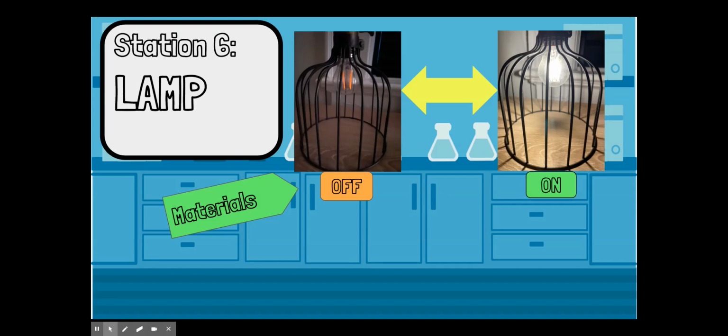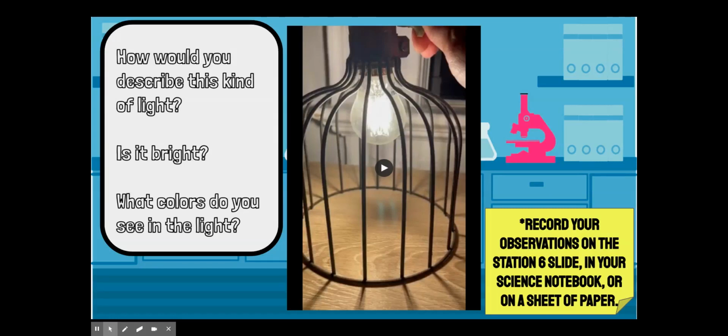And all you need for station 6 is a lamp that you can turn on and turn off. Watch, observe, look closely at what happens as we turn off the light and turn on the light. There's a couple of questions that I want you to ask yourself as you're making these observations. How would you describe this kind of light? How would you describe its intensity? Is it bright or is it on the dimmer side? What colors do you see in the light? And what kind of changes do you see? Remember to record all your observations on the station 6 slide in your notebook or on a sheet of paper to turn into your teacher at the end of all this.